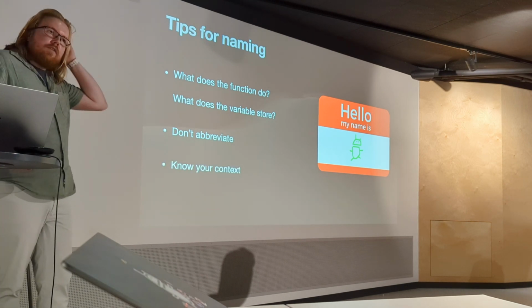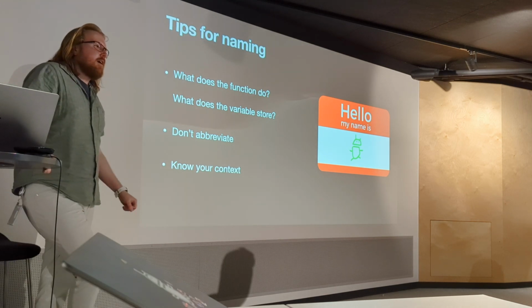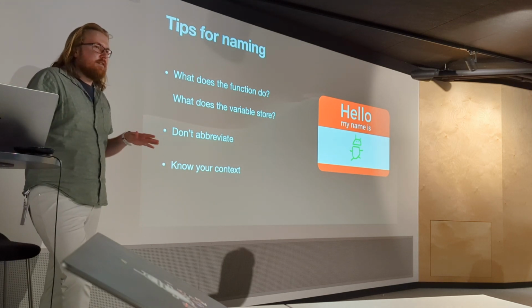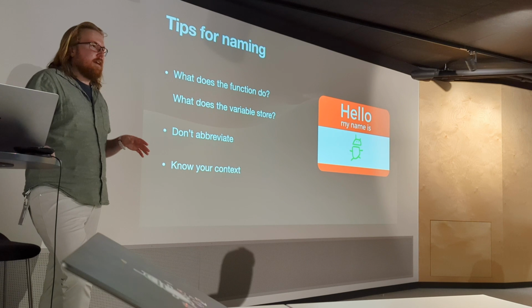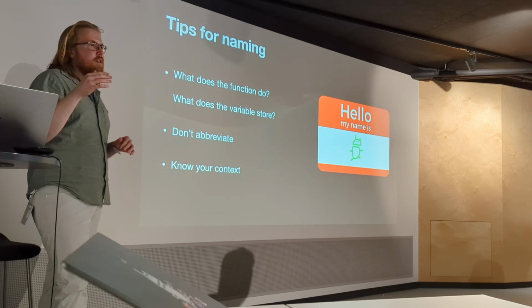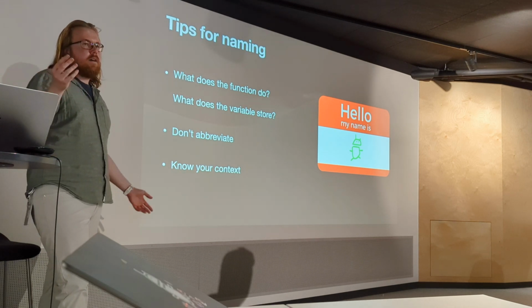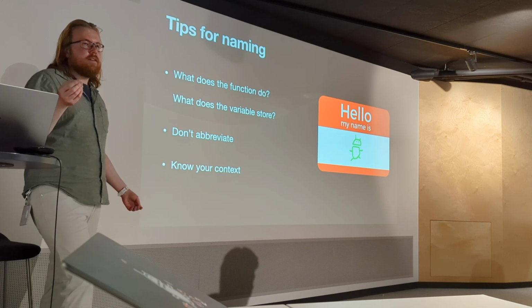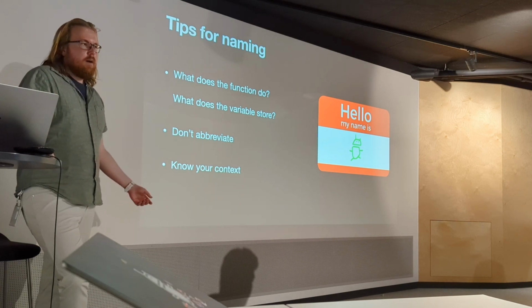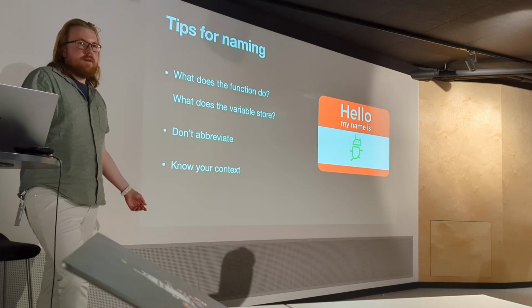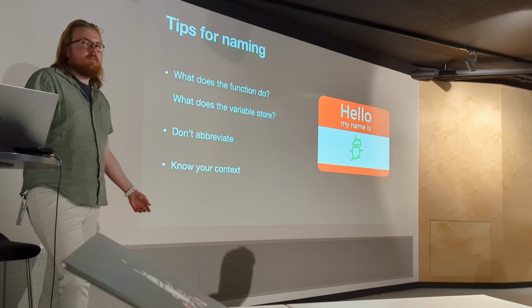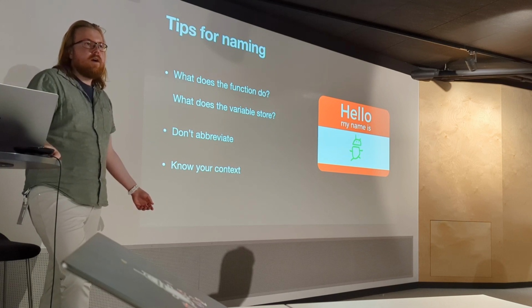And know your context. If you've got private variables, you don't necessarily need to be as descriptive. If the file you're in is giving you context, you can be a bit more vague with your naming. But if your thing is a public variable or public function, you want to be as descriptive as possible, because you need to make the assumption that you don't know where it's going to be called from.